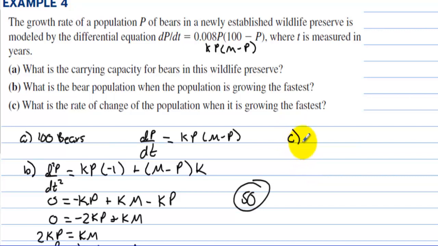Now, letter C says, what is the rate of change of the population when it is growing the fastest? So we want to plug 50 in for the population. So dP/dt when P is 50 is equal to 0.008 times 50 and then times 50 again, because you'll have 100 minus 50. And that's equal to 20 bears per year.